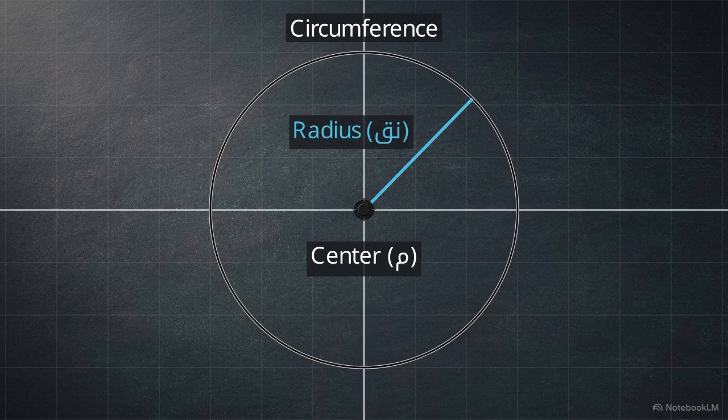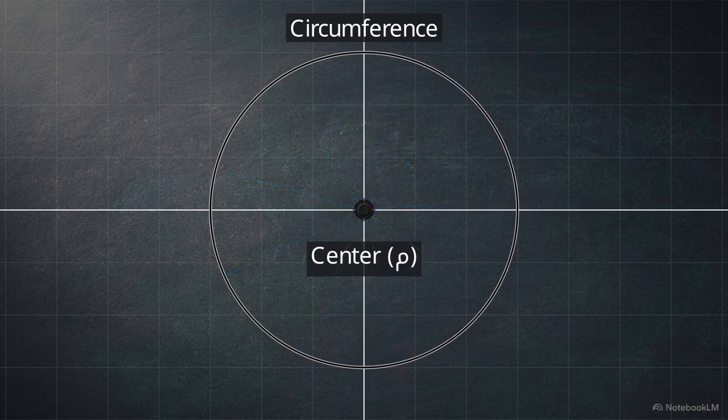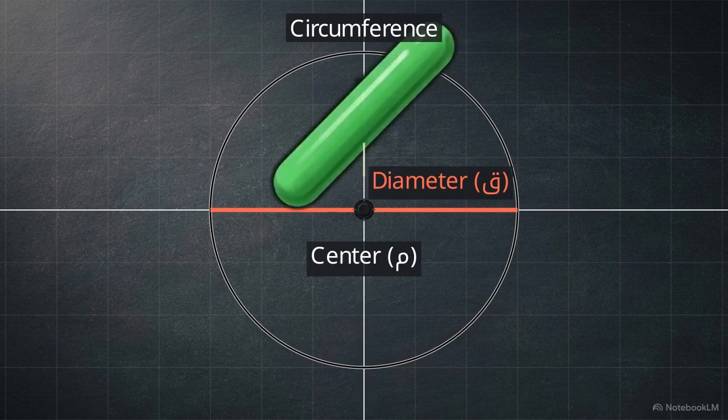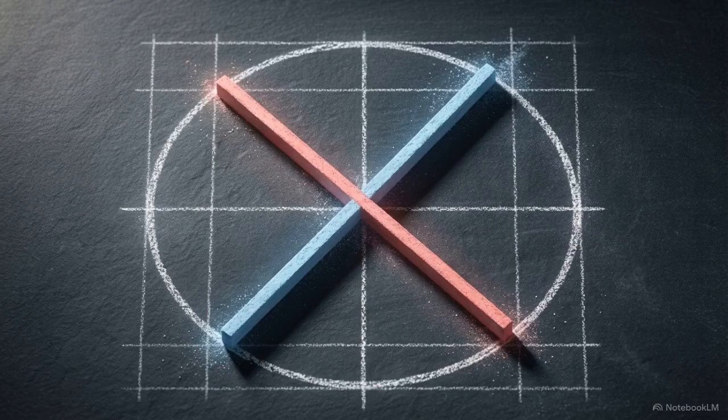There is a core mathematical rule here. Every single radius drawn within the same circle possesses the exact same length. Now, a line crossing from one edge of the circumference to the other, while strictly passing through the center point, is the diameter. In contrast, a chord connects 2 points on the edge, but it completely misses the center point. Knowing the strict geometric difference between these lines, especially identifying a chord versus a diameter, is your primary defense against calculation errors.